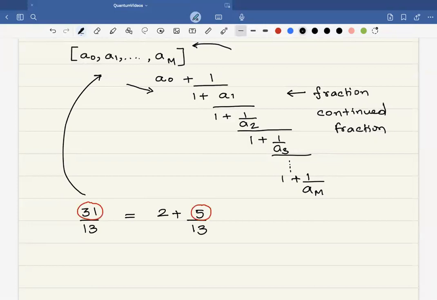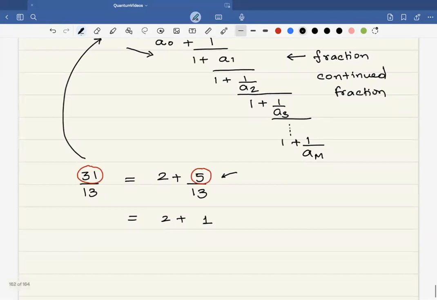Now what you do is that, so this is the division step. The next step is the invert. So you invert this fraction. So you write this as 2 plus 1 over 13 over 5. Okay, so this completes one iteration, which is the divide step. So this is the divide step. And then this is the invert step.